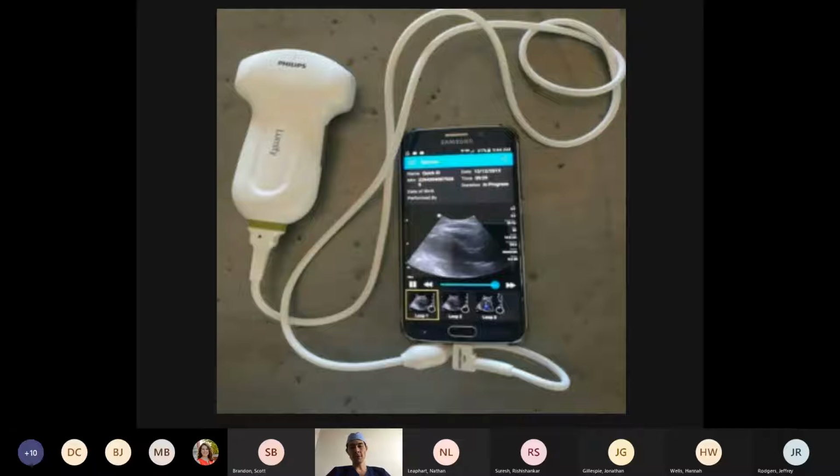The technology has evolved so much that nowadays you have apps on your cell phone where you can just hook up an ultrasound transducer and get pretty good images. It's amazing what the technology has become in the last few years. You can go to the next slide.